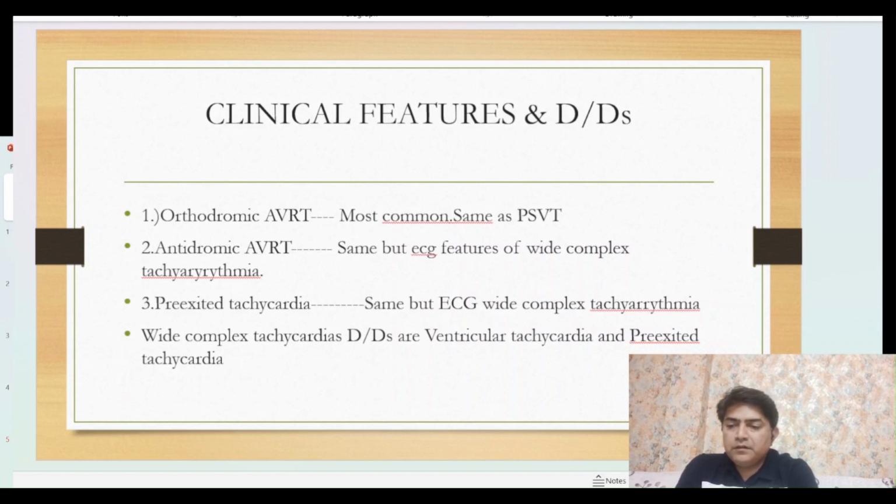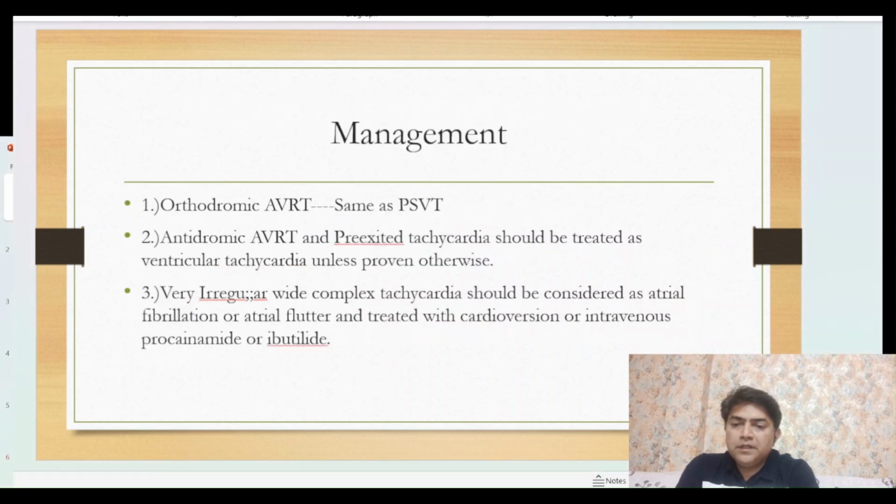Now, coming back to the treatment part, the management part, you know that for orthodromic AVRT, the ECG is the same as PSVT, and the management is also the same as PSVT. That means you will give vagal maneuvers, carotid massage, or adenosine, then intravenous diltiazem and verapamil, beta blockers, all these things. And if it is unstable, then cardioversion. Now, antidromic AVRT and pre-excited tachycardia should be treated as ventricular tachycardia until and unless proven otherwise. Now, this concept is very important for you to understand.